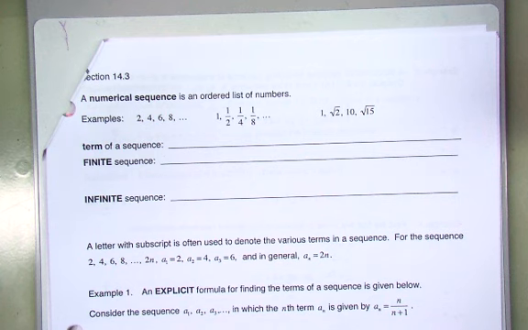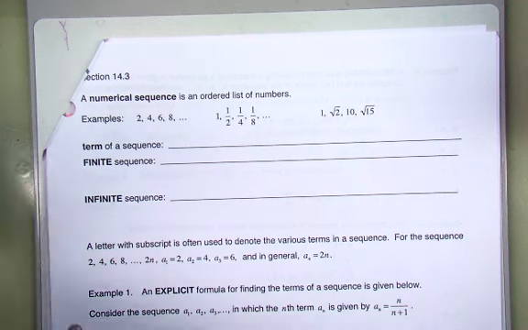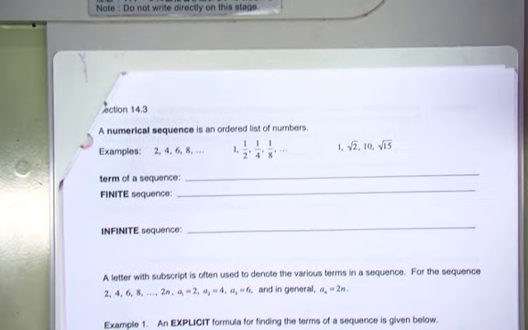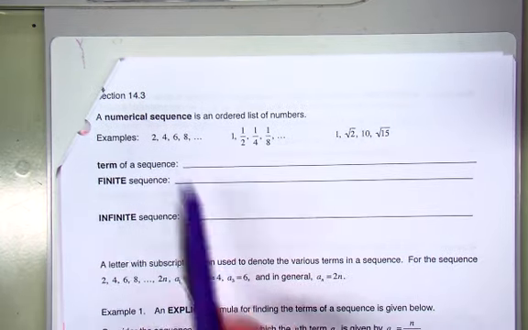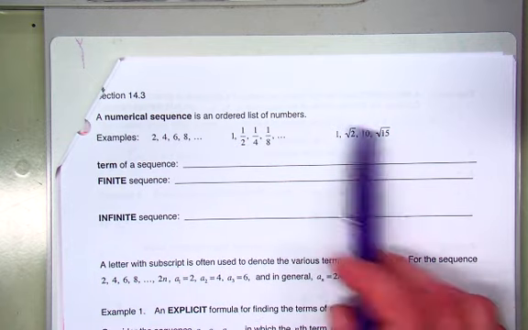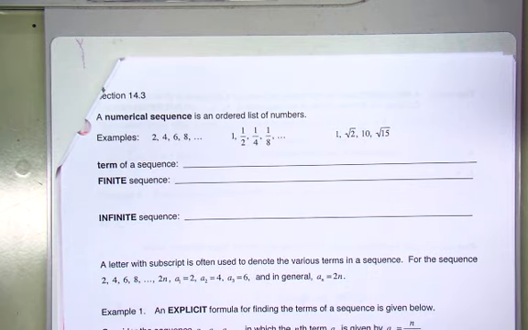Okay, we're going to talk about section 14.3, Introduction to Sequences and Series. First part says a numerical sequence is an ordered list of numbers. So as you can see, there's your lists: 2, 4, 6, 8; 1, 1 half, 1 fourth, 1 eighth, whatever you have. That's just what a sequence is. It's just a list of numbers with some pattern to them.